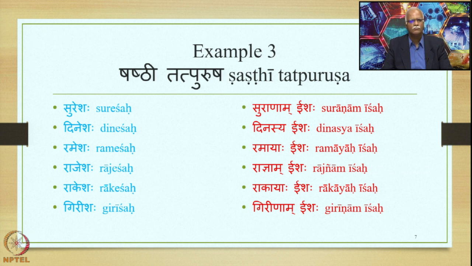And you can form n number of such words which are also not listed on the slide, namely Umeshaha, Jayeshaha, Mayureshaha, Guneshaha, Ganeshaha, etc., in the same fashion, and that will be the Shashti Tatpurusha Samasa. And this is why this kind of samasa is considered to be very, very productive.